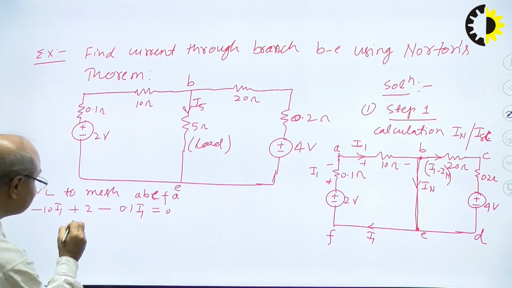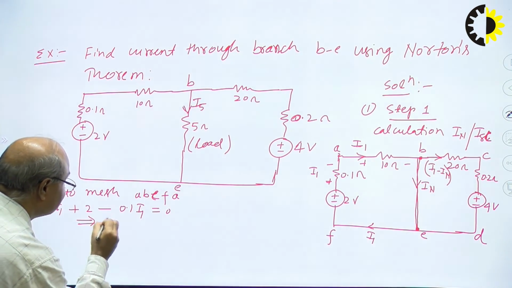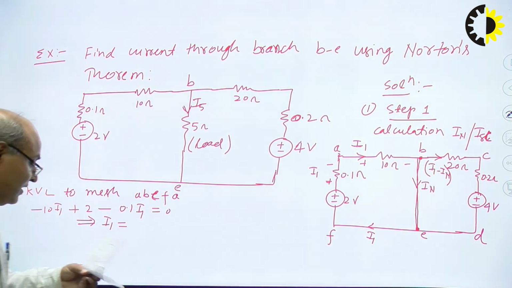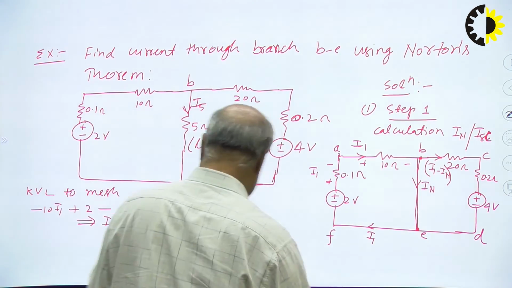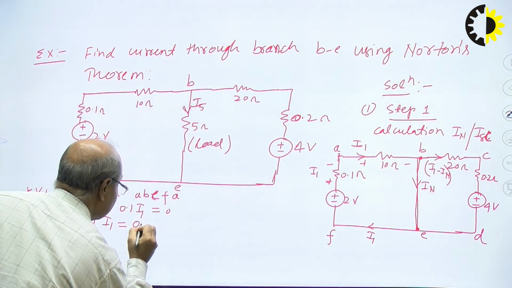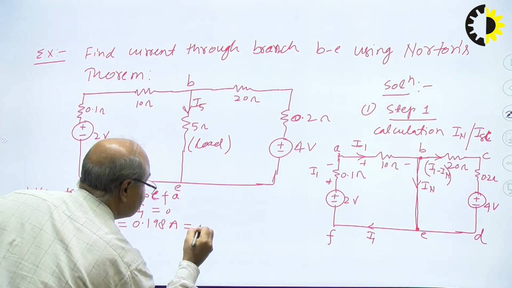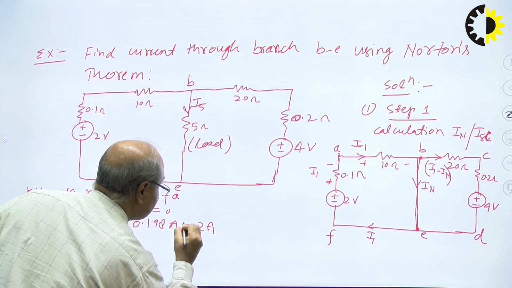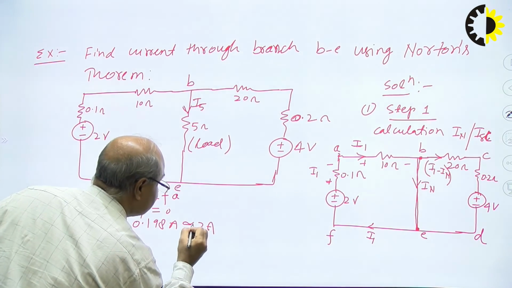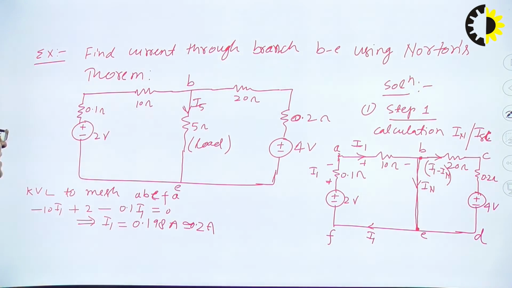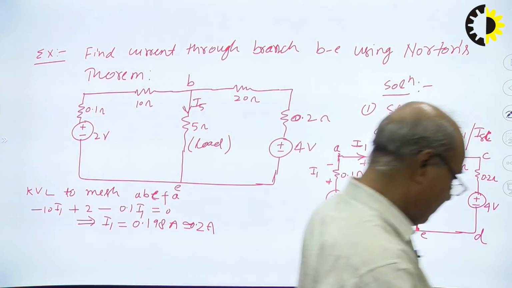From this equation we can find the value of I1. It will be 0.198 ampere, or approximately 0.2 ampere.